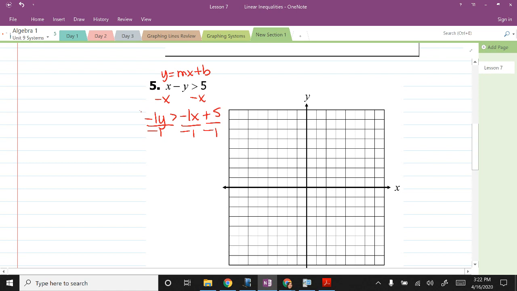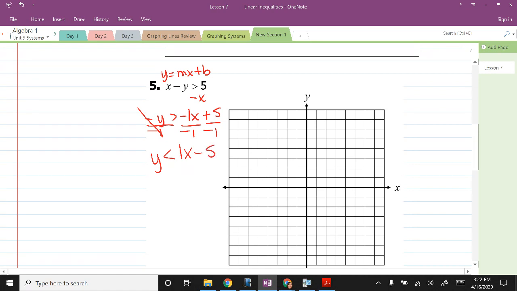If you remember about inequalities, one thing that happens when we divide by a negative is we have to flip our inequality symbol. So make sure you remember to do that. If you divide everything by a negative, you flip your symbol. So this is not y is greater than anymore. It's y is less than. And negative 1 divided by negative 1 is a positive 1x. And positive 5 divided by negative 1 is negative 5.